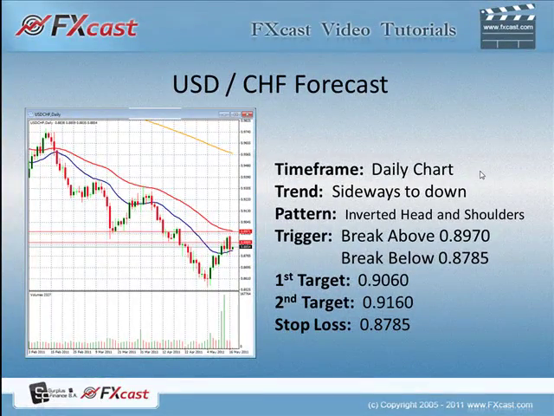Okay, so we are still looking at our dollar franc on a daily chart. We have the sideways down trend. We have an inverted head and shoulders. We have a descending wedge. So again, we're trading it two ways. We definitely have been consolidating in the past couple of days, so our target remains the same. Let's pull up the charts and take a look.